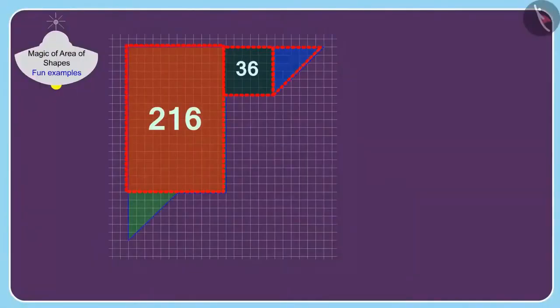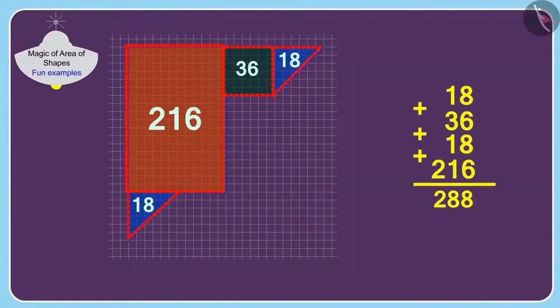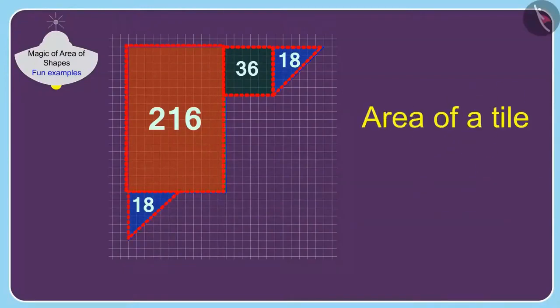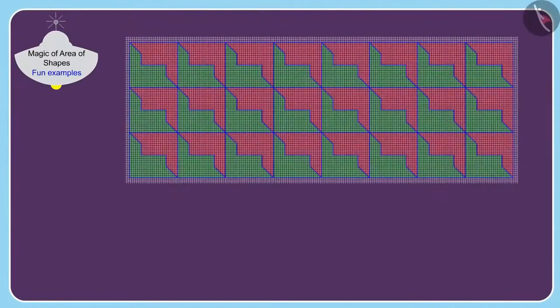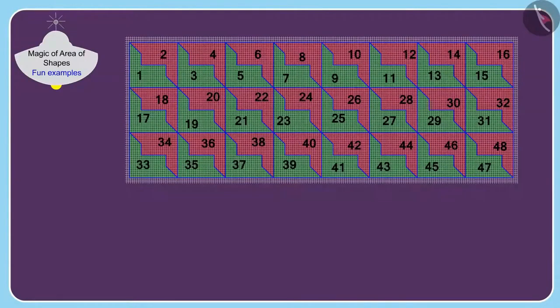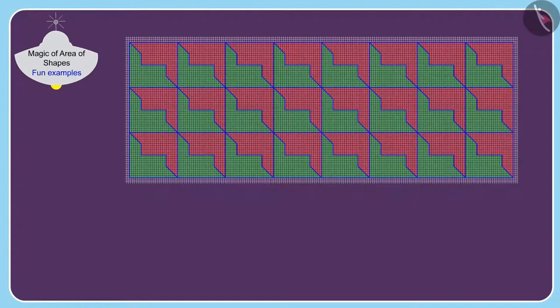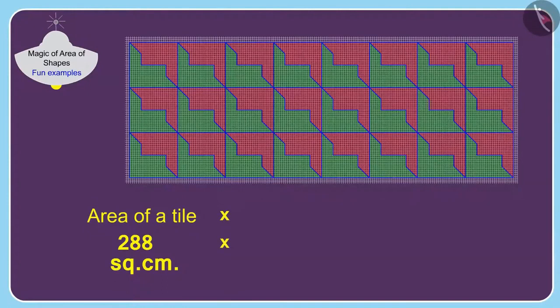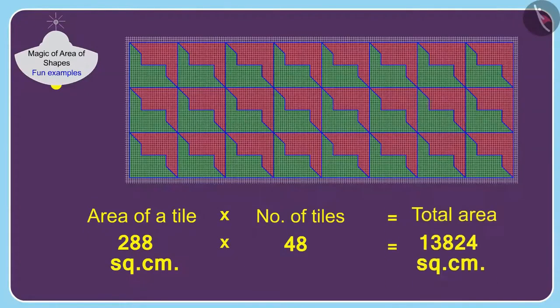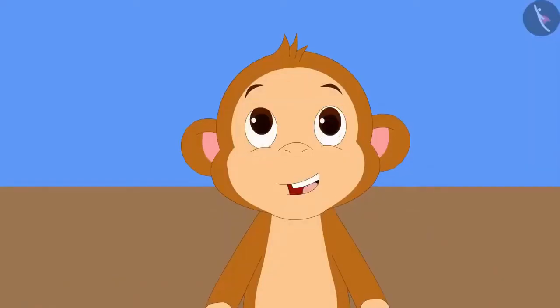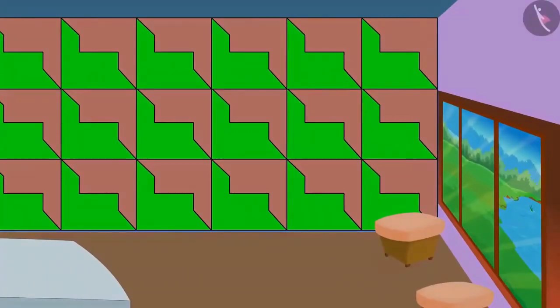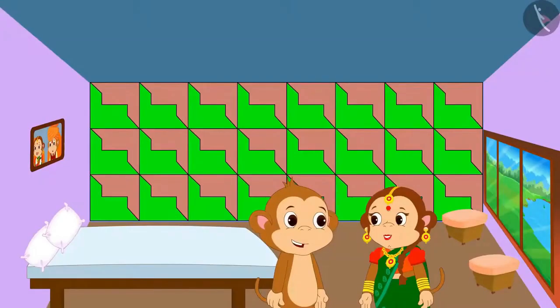First, we will find the area of a tile in this way. The area of a tile is 288 square centimeters. Banno has used a total of 48 such tiles to decorate the wall. Therefore, the area of the wall will be 288 multiplied by 48, 13,824 square centimeters. When Babban saw the wall decorated by Banno, he was very happy and thanked Banno for decorating their room so beautifully.